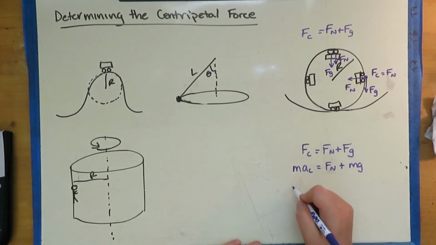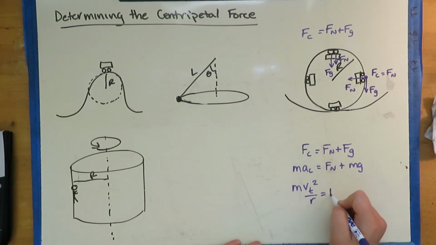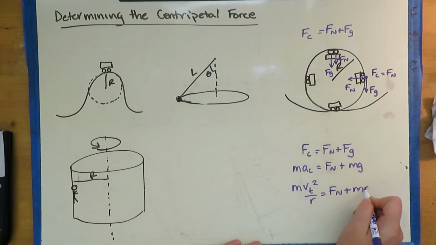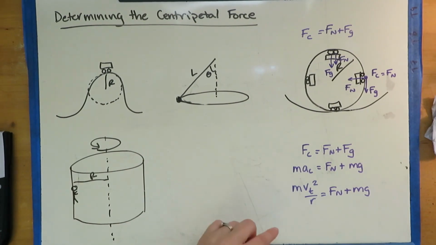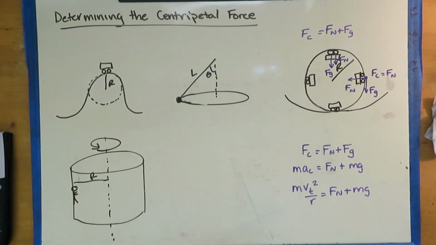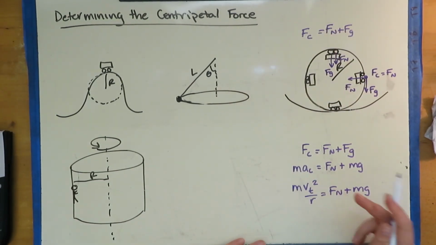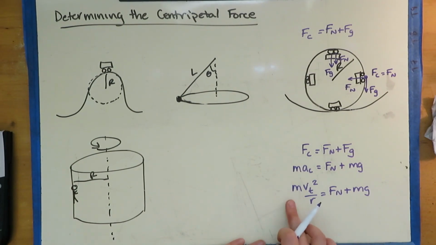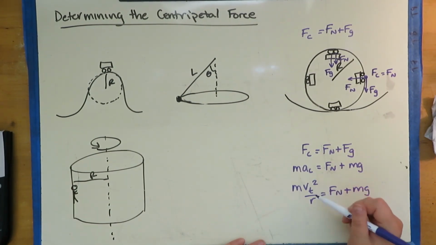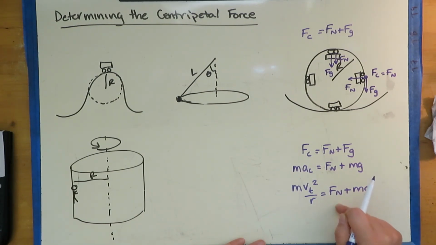My centripetal acceleration is tangential speed squared over r, which is normal force plus gravity. So if I were to look for this, I can actually find the speed that I need to go at to go around the circle. The faster and faster I go, my mass is constant, my radius is constant, g is constant, so my normal force is going to change. So I can actually solve for normal force here.